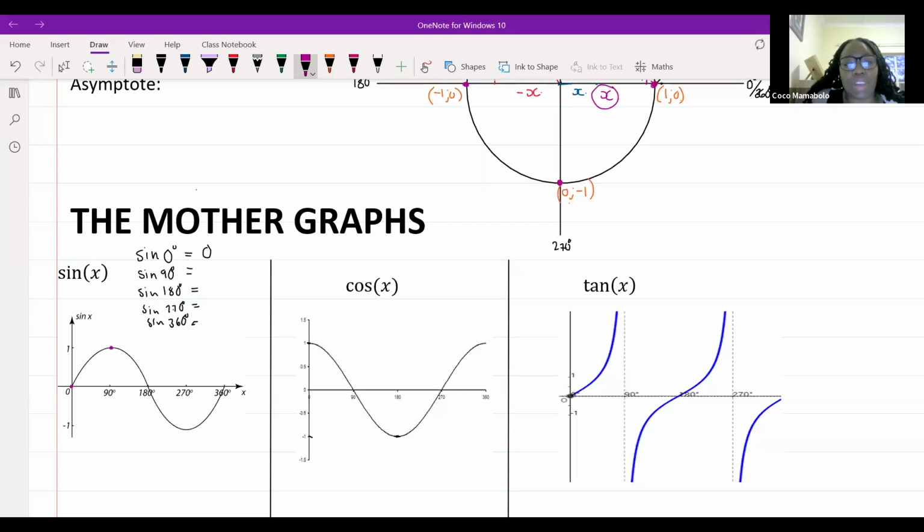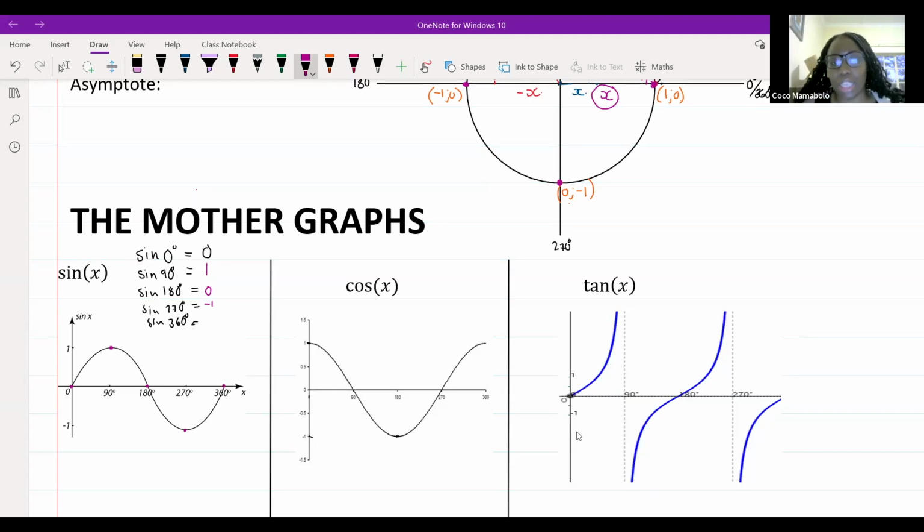Good. Sine of 180 degrees is 0. It's not negative 1, just 0. What is sine of 270? Sine of 270 would give us negative 1. Good. Sine of 270 is negative 1. And then sine of 360 is 0. Correct.